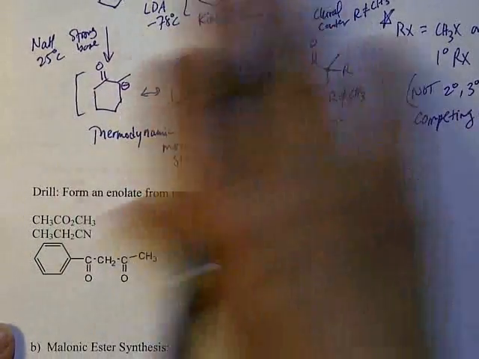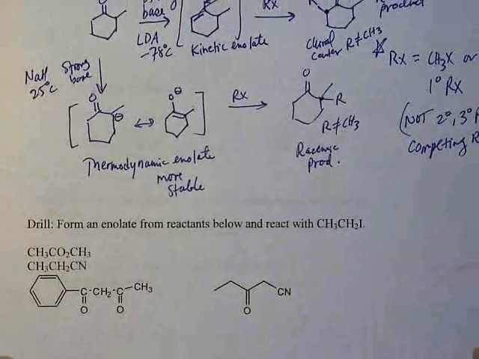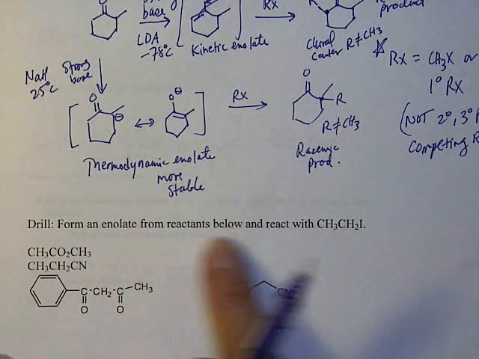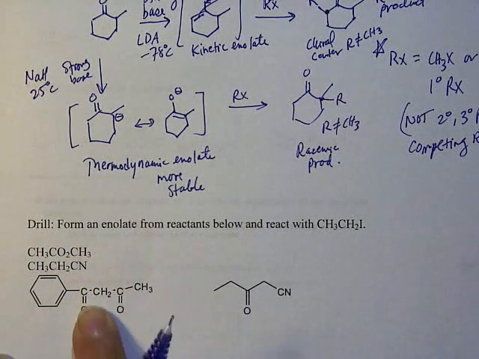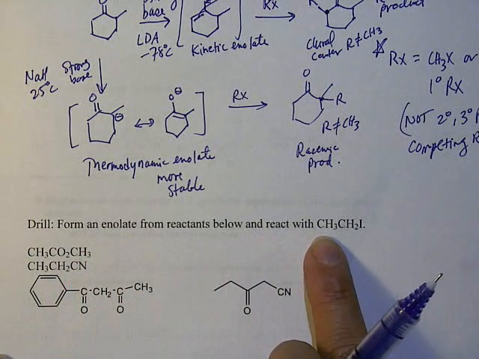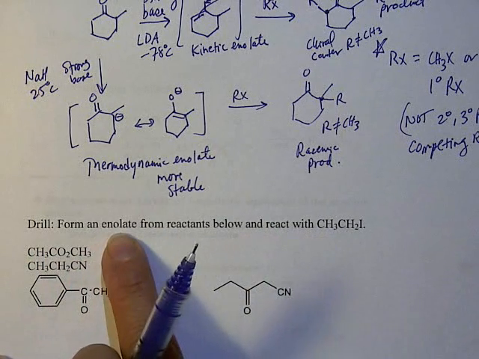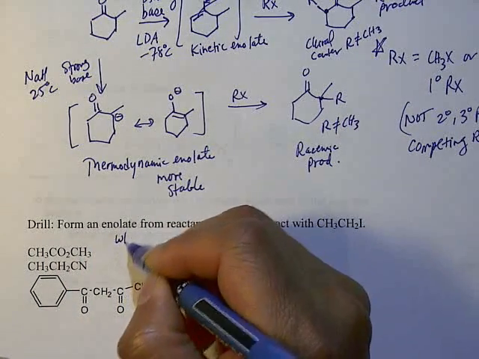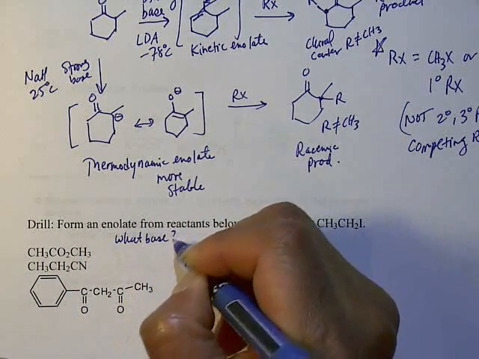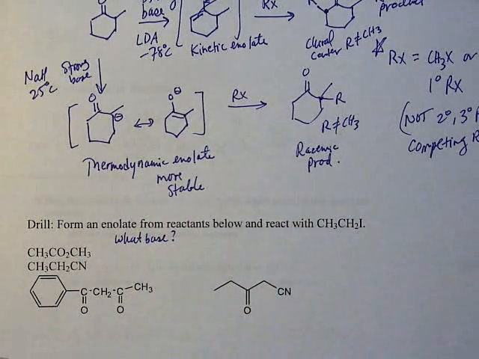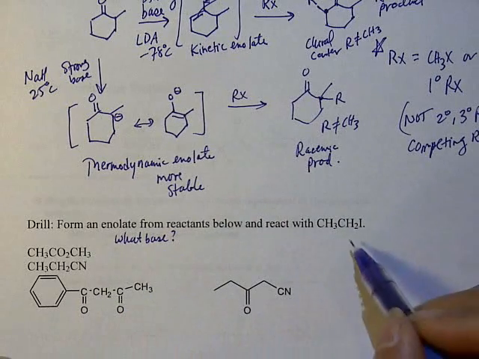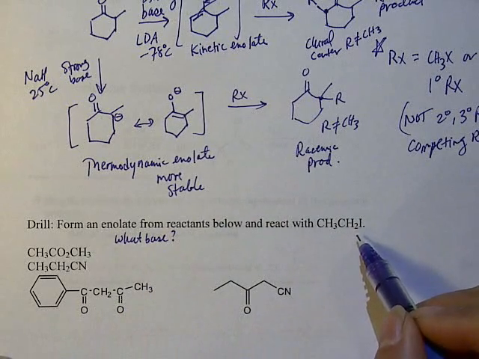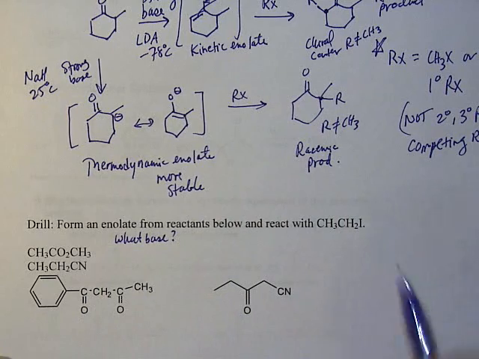Okay, so this is very simple chemistry. You should be able to form an enolate from the reactant below. Tell me what kind of enolate you're making, and also what base you're going to use to form the enolate. Then each one of these you're going to react with this Rx, ethyl iodide, and give me the product for those. All right.